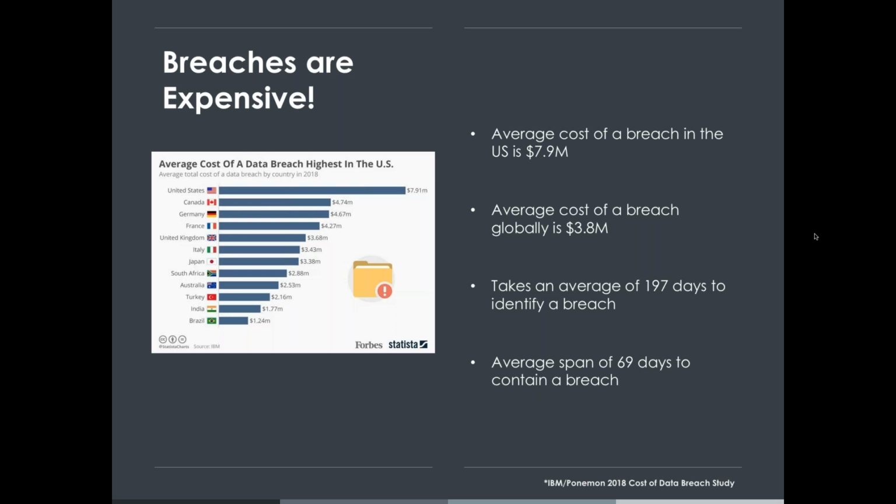And as a result, which is not a surprise, the average span to contain a breach is about 70 days. So if somebody has breached your network and they've been in there for two thirds of a year, it's not a surprise at all that it's going to take you more than 2 months to fully contain a breach. It's going to be a mess.